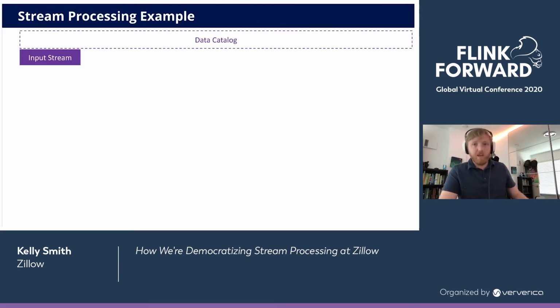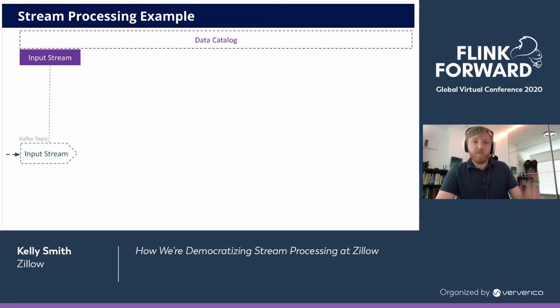So at Zillow, we have this central data catalog, and this is where teams are able to register their data sources, whether they're batch data sets or streaming data sets. We want to bring all of our data into one place. And so as a Zillow engineer, I might find a source of data in this catalog that interests me, and I want to do something with it.